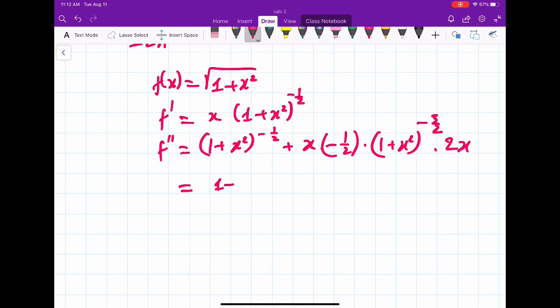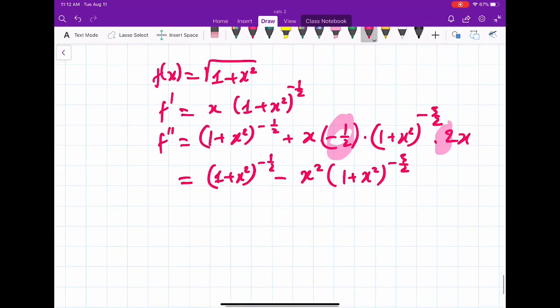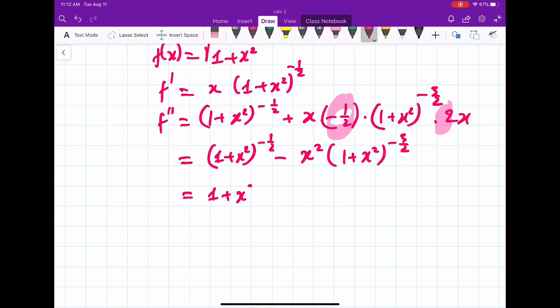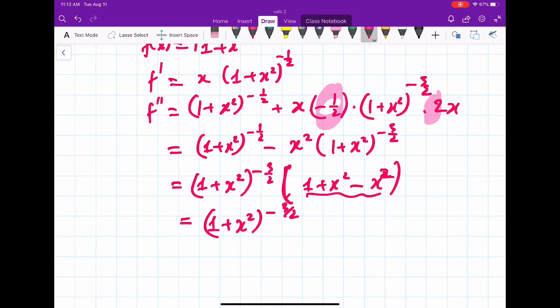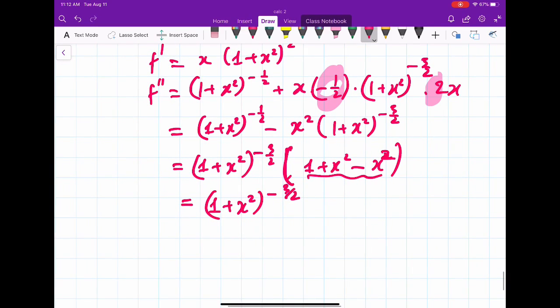And you get (1 plus x squared) to the negative 0.5 minus x squared times (1 plus x squared) to the negative 1.5. If you factor (1 plus x squared) to the negative 1.5 out, then you have 1 plus x squared minus x squared. I think we did this several times in the past, and this is just 1, right? So I have (1 plus x squared) to the negative 1.5. So that is my second derivative, and you need to find the maximum of this function, right?